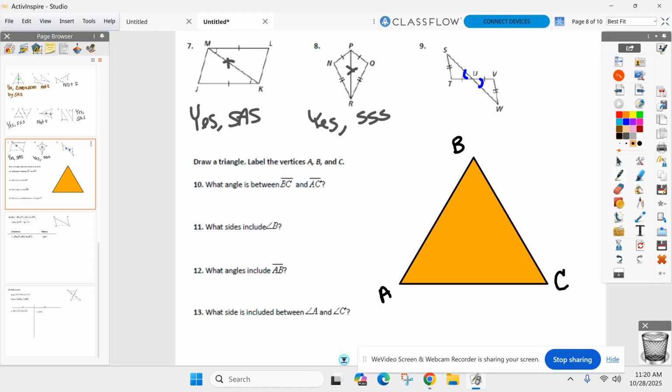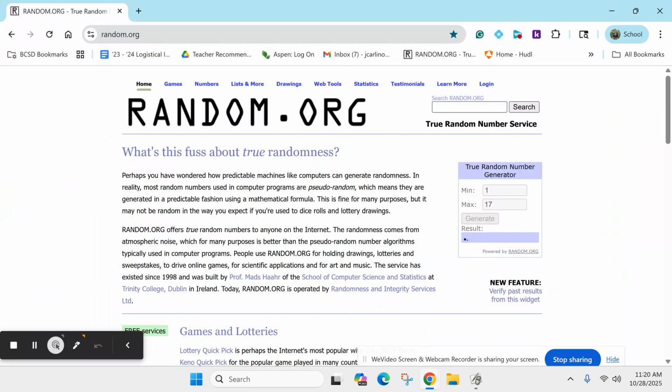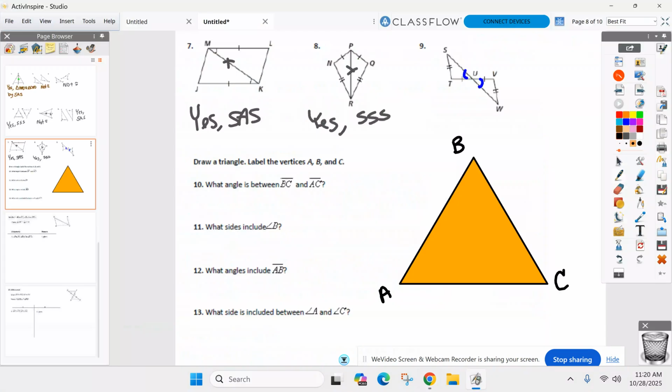Could somebody give me an angle in between BC and AC? So you have side BC and side AC. Name an angle in between it for me. Angle C. Good. That's why we're doing this.